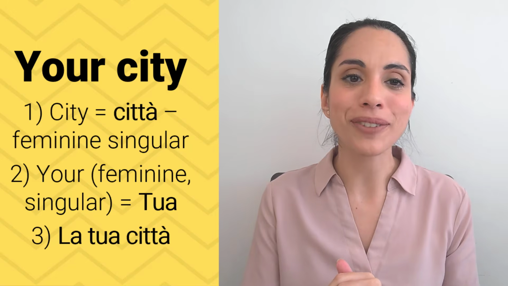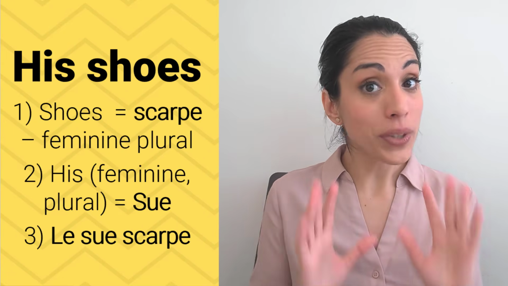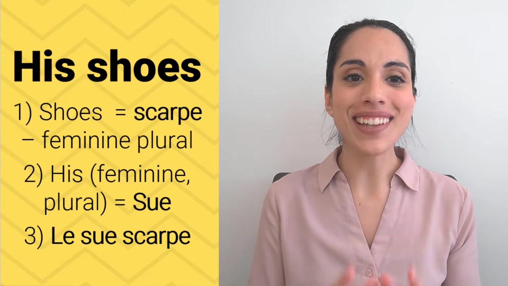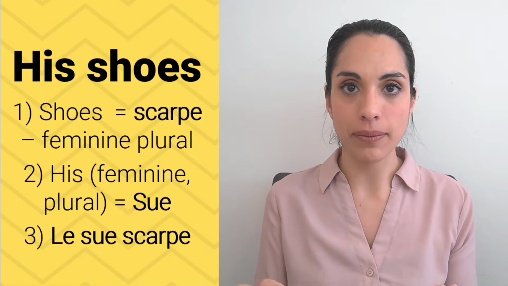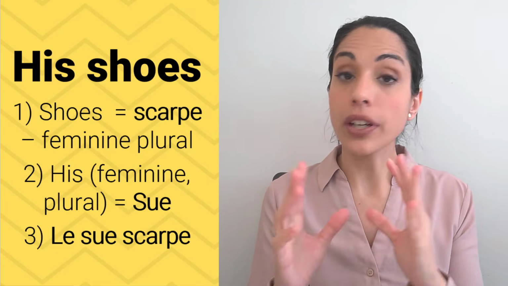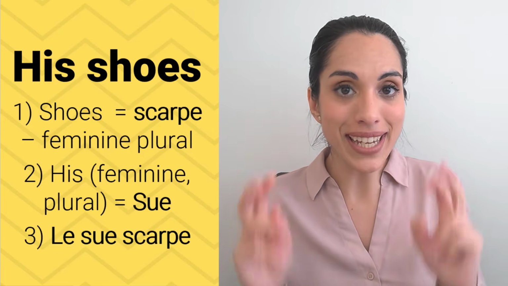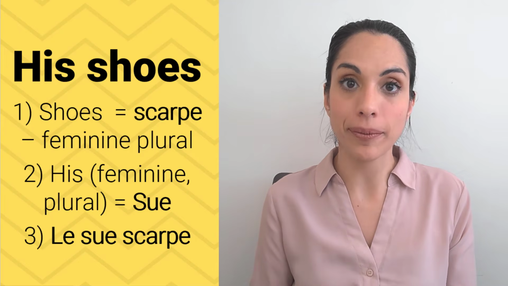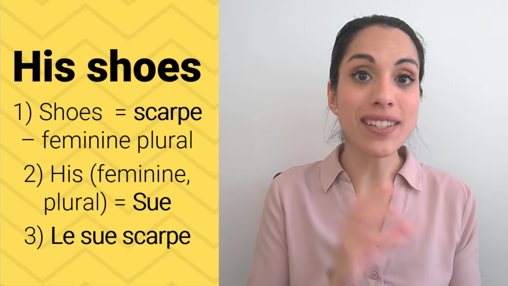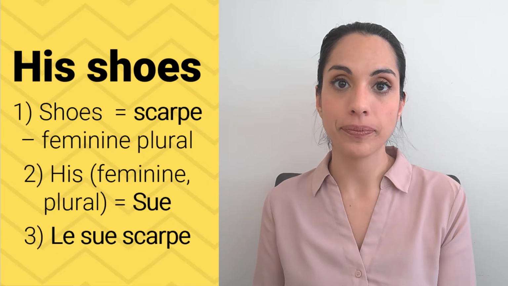Let's do a few more. His shoes. Now, let's start with the noun. Don't look at the his, just look at the noun, shoes. Shoes in Italian is scarpe. So scarpe is feminine plural. Therefore, we need to pick the right possessive adjective for feminine plural his, and that's sue. So, if we want to say his shoes, in Italian that is le sue scarpe.